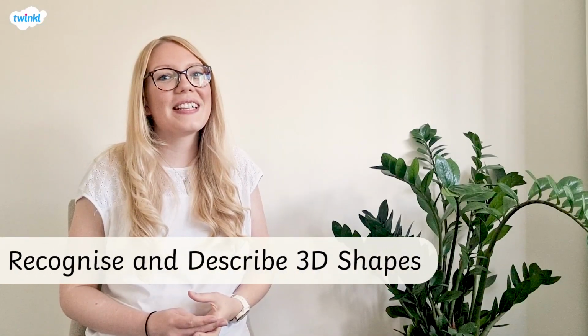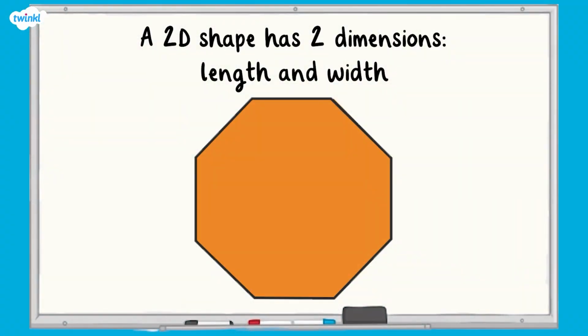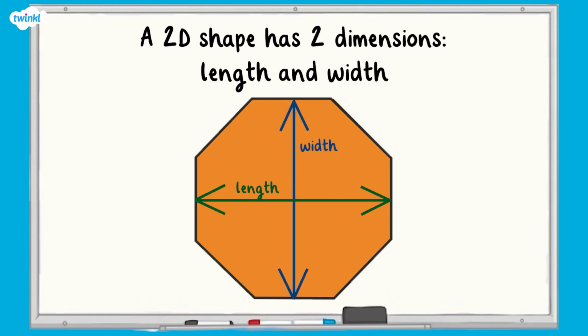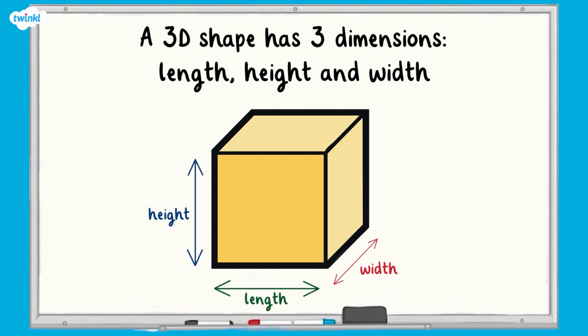Hi, this video is here to help you with recognising and describing 3D shapes. Let's remind ourselves of some of the vocabulary relating to shapes before we begin. A 2D shape has two dimensions, length and width. 2D shapes are flat. A 3D shape has three dimensions, length, height and width. 3D shapes are solid. These are also known as polyhedrons, a 3D shape whose faces are all polygons.